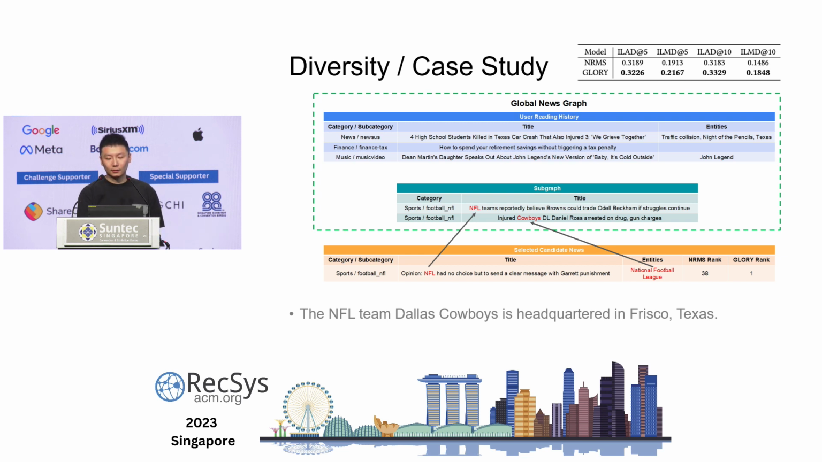We can clearly see that the user's interests are not all related to sports or football, but they chose to read football news in the candidate. Therefore, NRMS, which is a local-view, content-based method, ranks this candidate news at 38th place. However, we can see hidden connections from the Glory subgraph. The NFL team Dallas Cowboys is located in Texas, and the first item in the user's reading history, a social news about Texas, indicated an interest in this state.